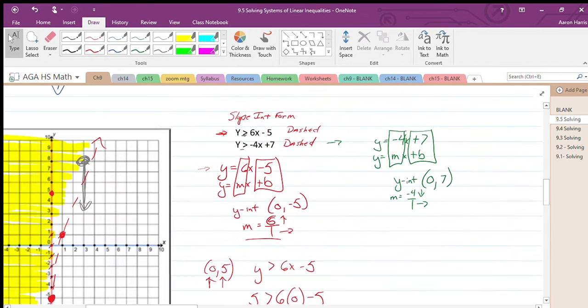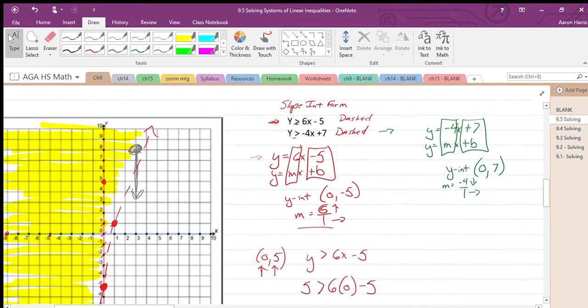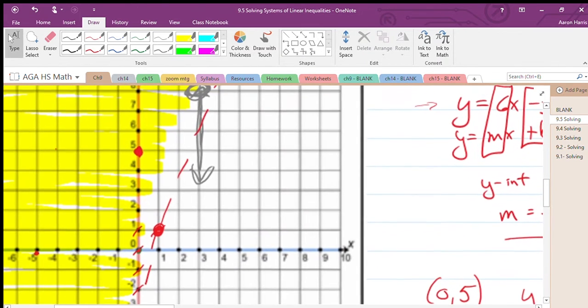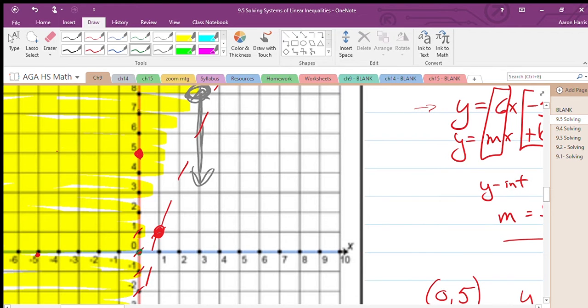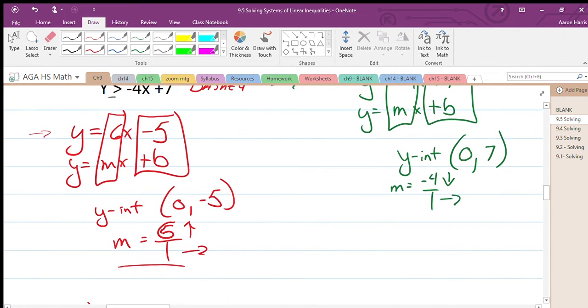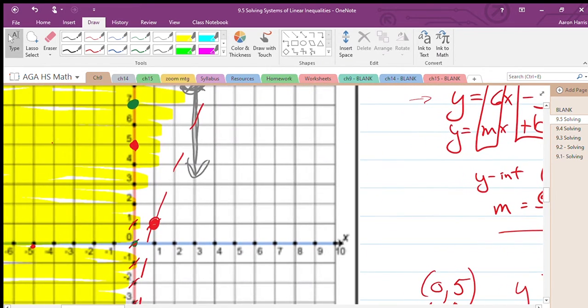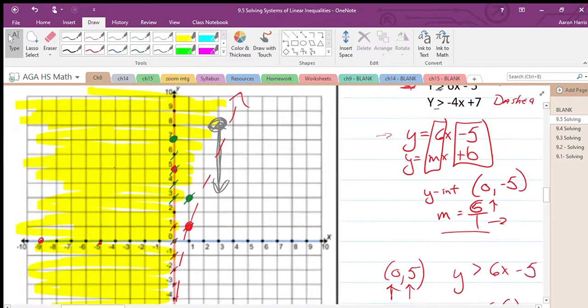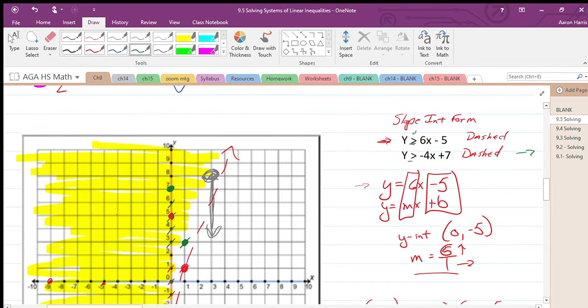So let's graph that. 0, 7. Here we go. Here's 0. I get what? 1, 2, 3, 4, 5, 6, 7. So that's the first one. It tells me to do what? Go down 4 and to the right 1. So 1, 2, 3, 4. And to the right what? 1. So that's that.